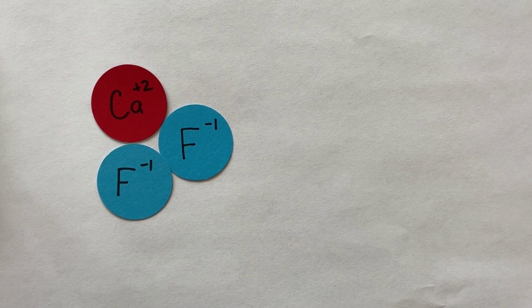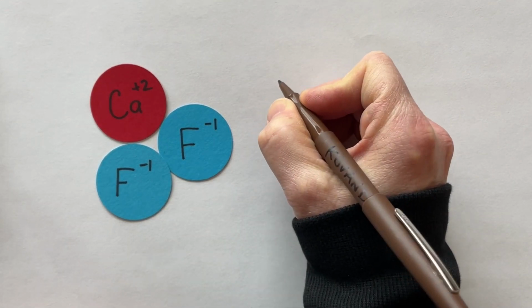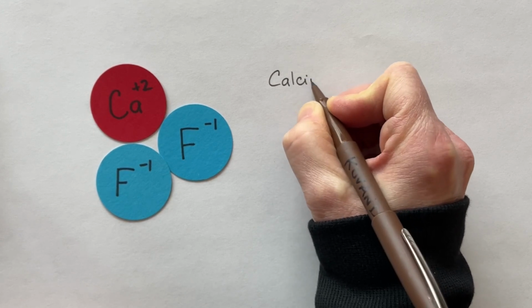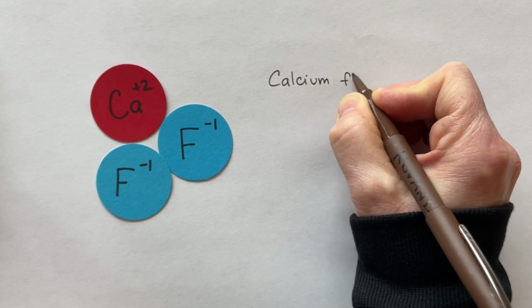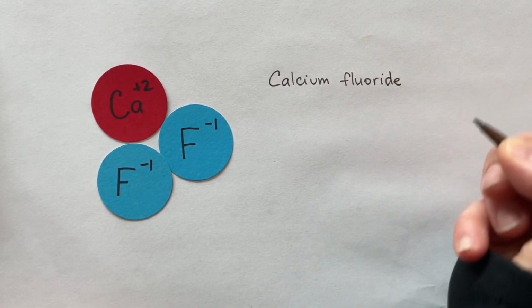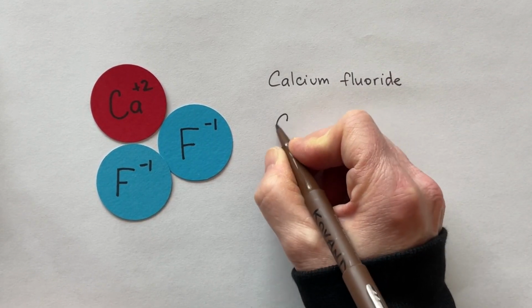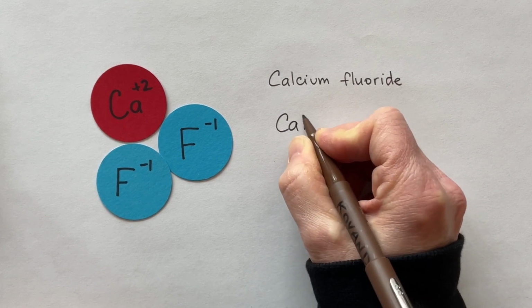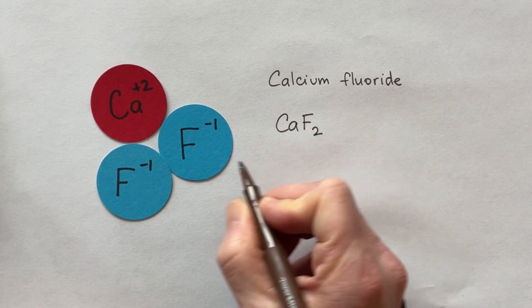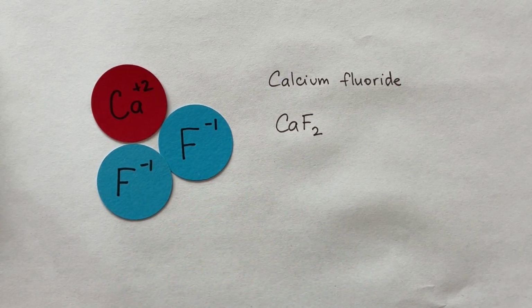I have created the correct compound for this ionic, and the compound name is calcium fluoride. And the compound formula is CaF2, and it's F2 because there are 2 of them.